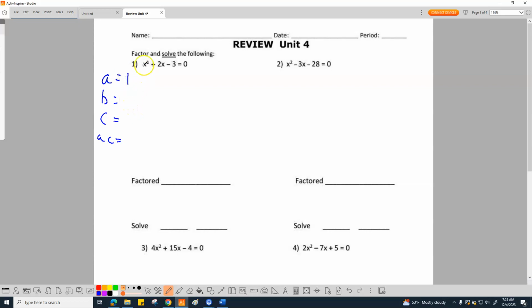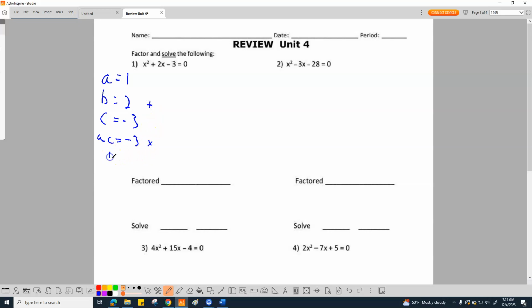A is 1. That's in front of the x squared. B is 2. C is negative 3. And AC is negative 3 times 1, which is negative 3. So we have to find what multiplies to AC and adds up to B.